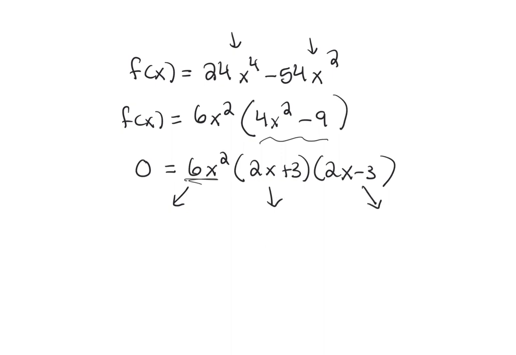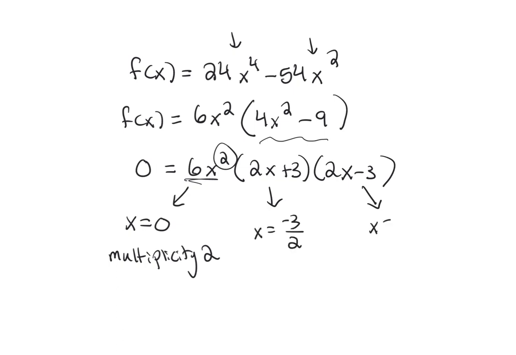this first one, if you set that equal to 0, you will get x equals 0. But because of that exponent, we're going to write multiplicity 2. And then this middle one, x equals -3/2 and x equals +3/2.